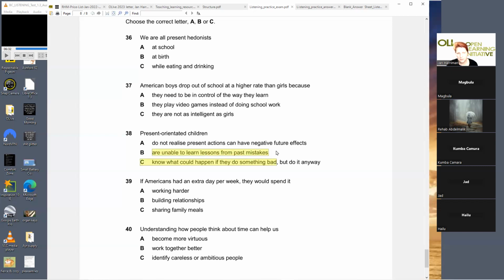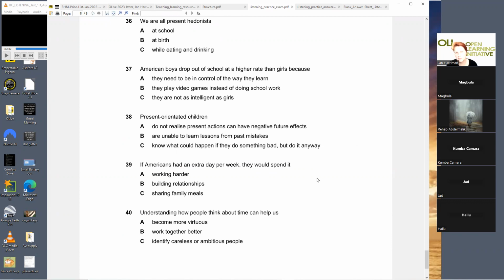They are unable to learn lessons from past mistakes, which means they don't remember. And then C, present orientation: they know what could happen if they do something bad, but they do it anyway. So one is not realizing that bad things can happen. One is not using past mistakes to understand. And the other one is they know it all, but they do it anyway. So C means they know it all, but they do it anyway.